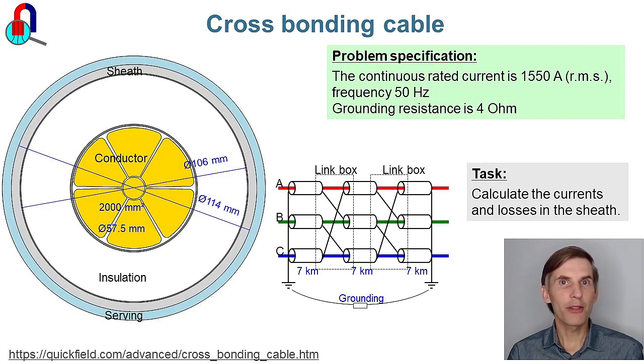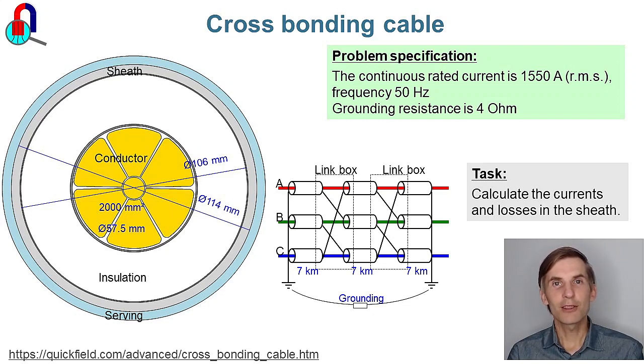The total cable length is 21 kilometers. There are two link boxes placed 7 and 14 kilometers away from the start. The cable carries alternating current of about 1.5 kiloamperes, root mean square value. Our task is to calculate the losses in the conductors and in the sheaths.